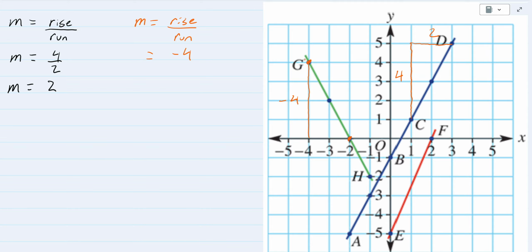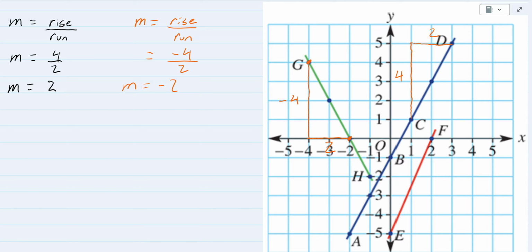Our first coordinate is above our next coordinate, so it's a negative trend. Then we go across 1, 2. So our run is 2 again, but our gradient this time is -2.